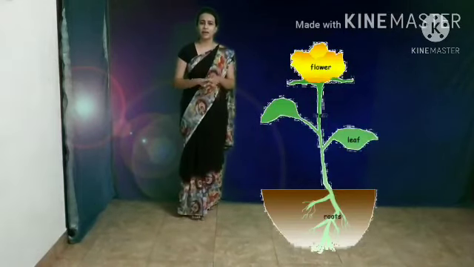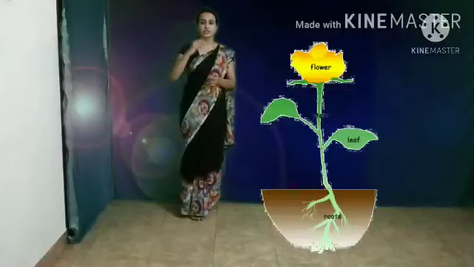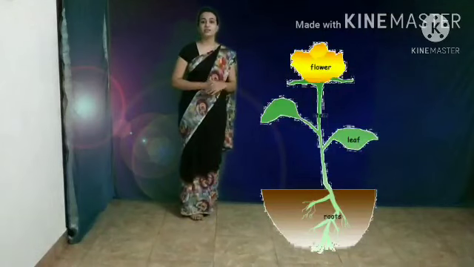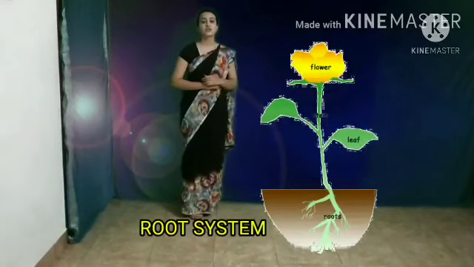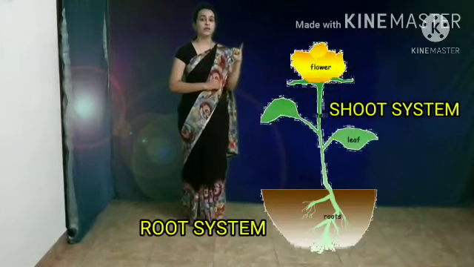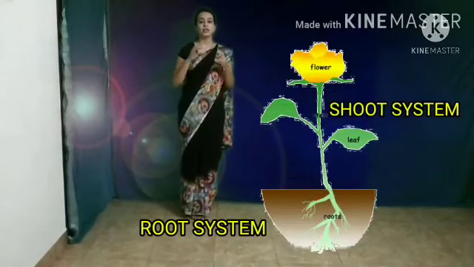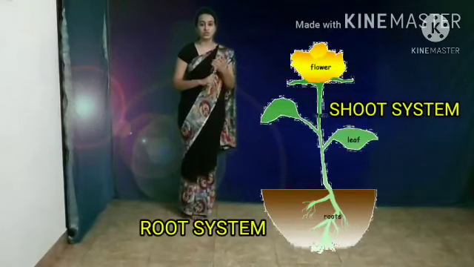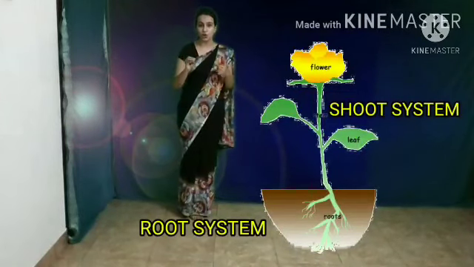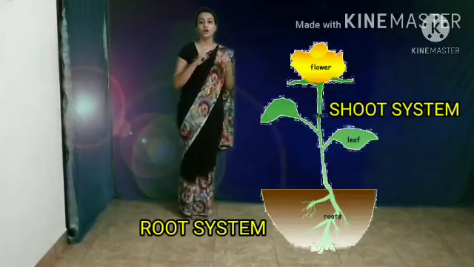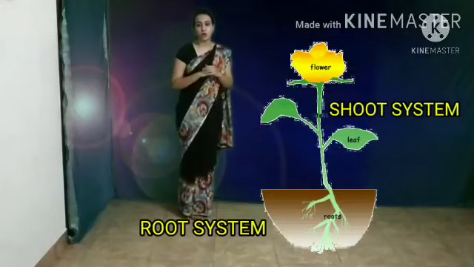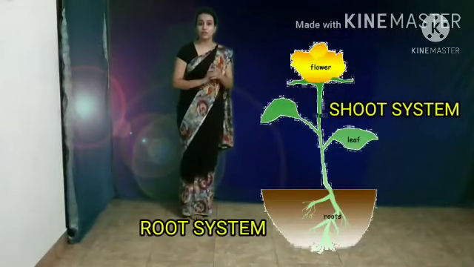Usually the plants are divided into two systems. One is the root system and the other one is the shoot system. The part of the plant which grows below the soil is called the root system. The part of the plant which grows above the soil is called the shoot system.